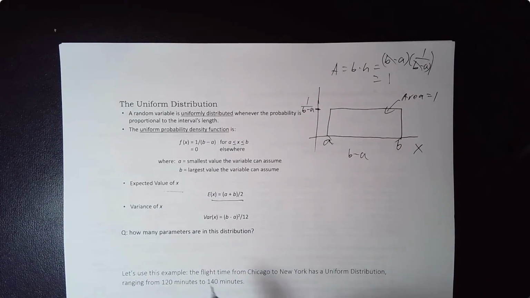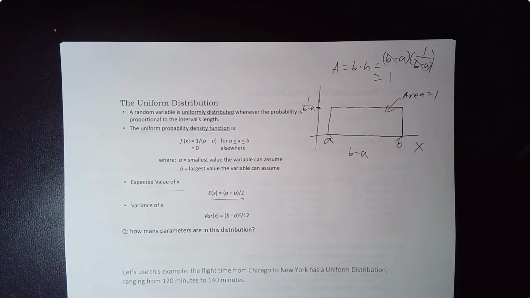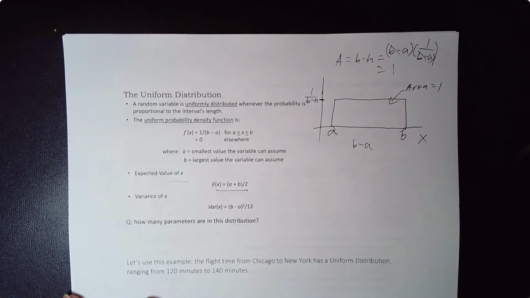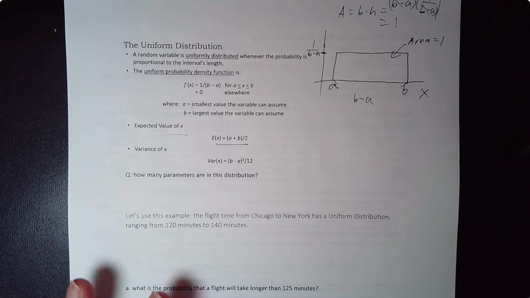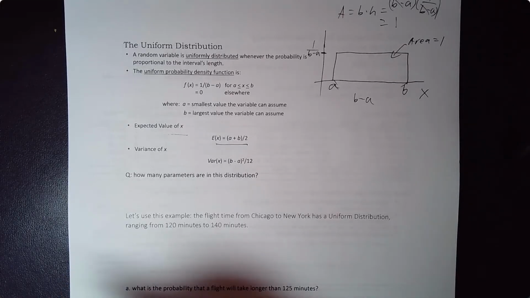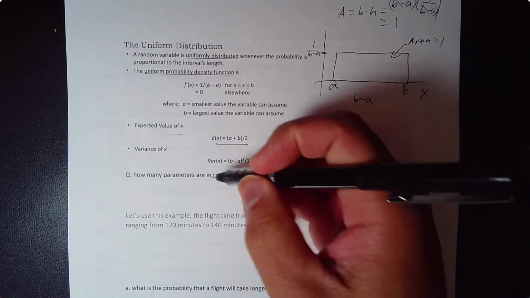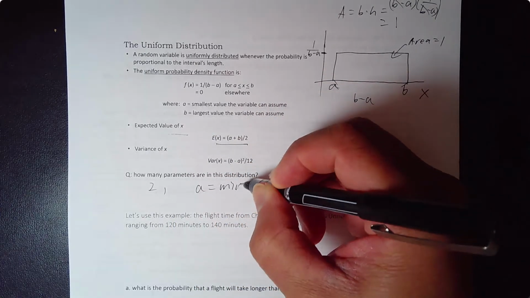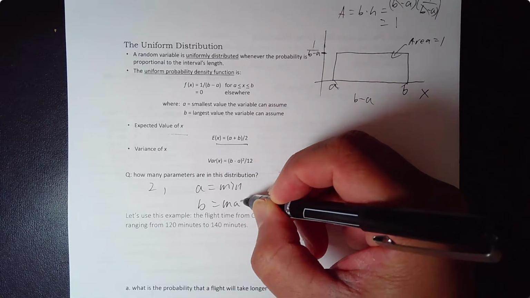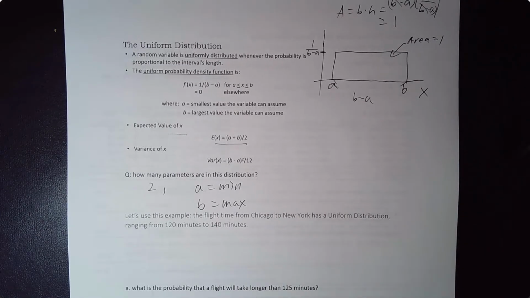So that is the probability density function for a uniform distribution. Calculate the expected value. That is the formula for the expected value. It's just the average of the minimum and the maximum. The variance is the difference between the maximum and the minimum, squared, and then divided by 12.